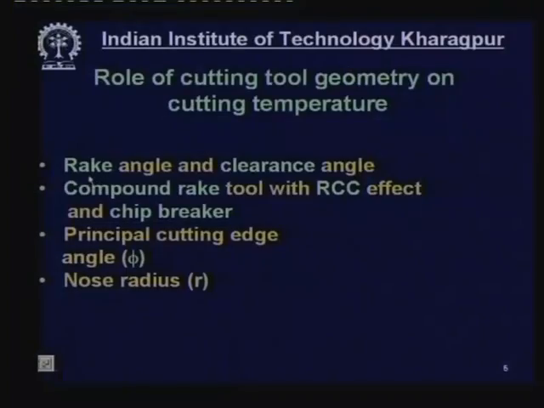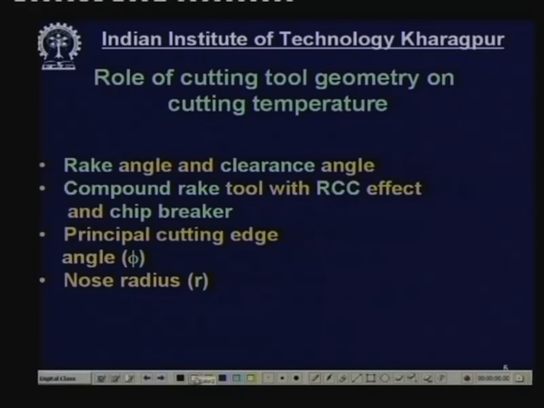Now, here the rake angle and clearance angle play an important role. Now, what about the compound rake tool and restricted contact cutting tool? What is a compound rake tool? The negative rake, positive rake and then the chip breaker.